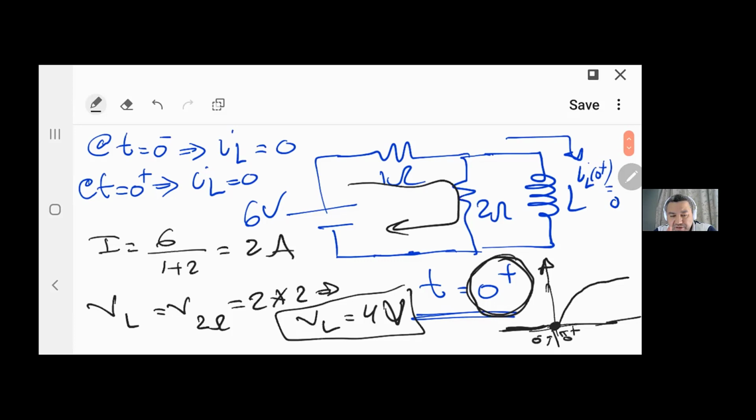No, the current is 0. The current is 0. The voltage is the same voltage as the 2 ohm resistor. This is again only at 0 plus, only at the moment right after the switch is closed.